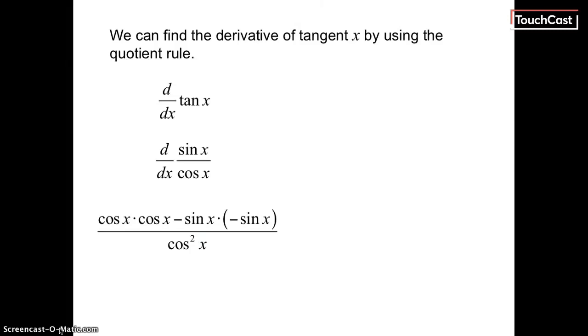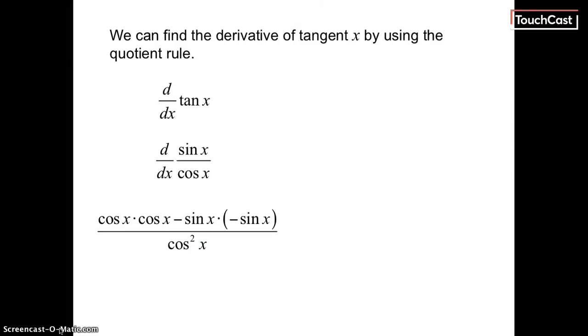So we could figure out tangent now because we know that tangent of x is the sine of x divided by the cosine of x. So we can use what we know about the 2 derivatives we just learned and the quotient rule. So the derivative of tangent of x is the same as the derivative of sine of x divided by cosine of x. I'm going to use low d high minus high d low all over low squared.